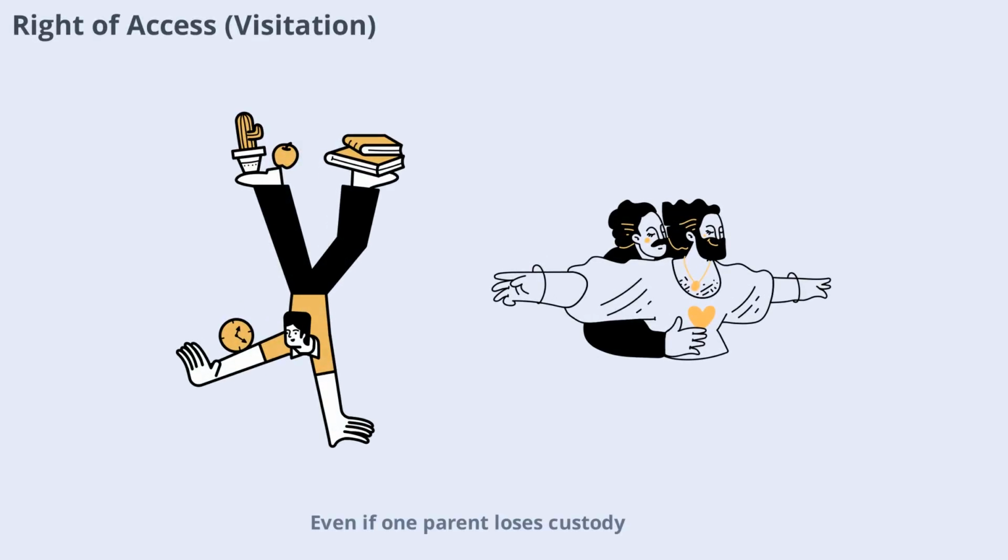Even if one parent loses custody, they retain the right to visit and maintain a relationship with the child, unless such contact is deemed harmful. This ensures that children can benefit from the love and support of both parents, maintaining important family bonds after separation.